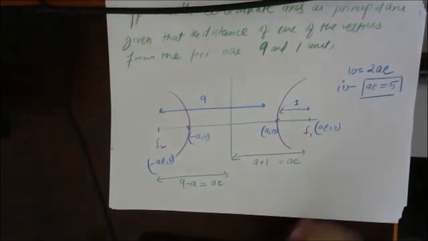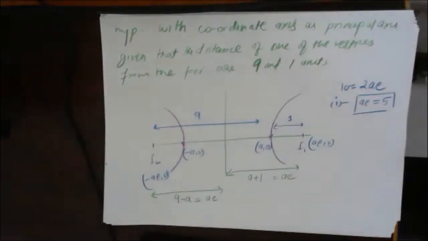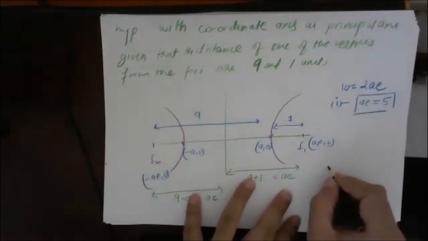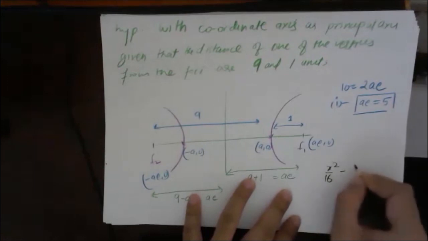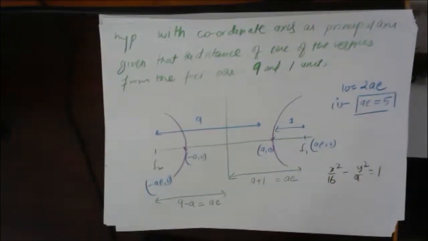So just check these equations first. The answer you will get will be x square by 16 minus y square by 9 equals 1. Yes, very good.